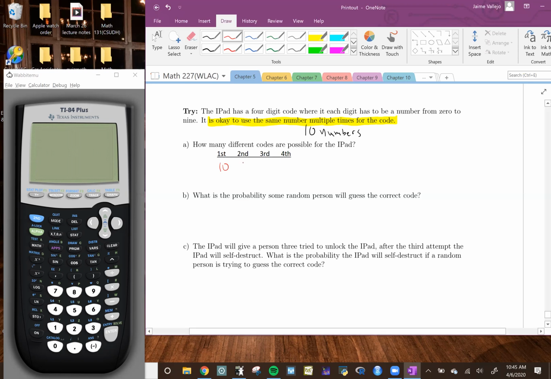So how many numbers do I have to choose from when I'm selecting the second digit? 10. Still got 10. What about when I'm selecting the third digit? How many numbers do I have to choose from? 10. Cool. What about the fourth digit? 10. Cool. And for this one, all we're going to do is multiply 10 times 10 times 10 times 10, pretty much 10 to the fourth power. And you get 10,000.